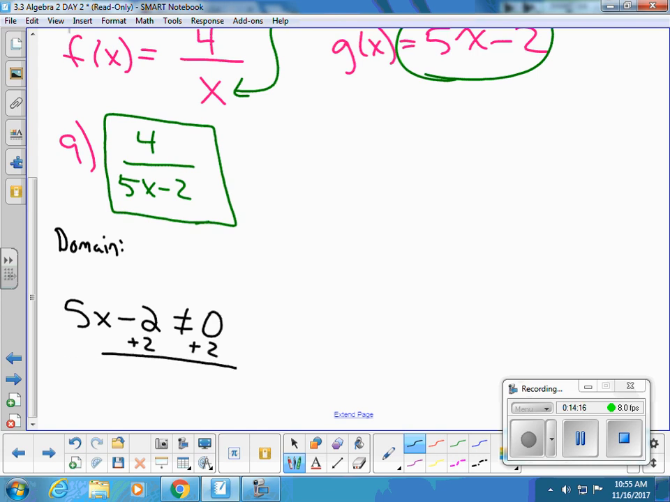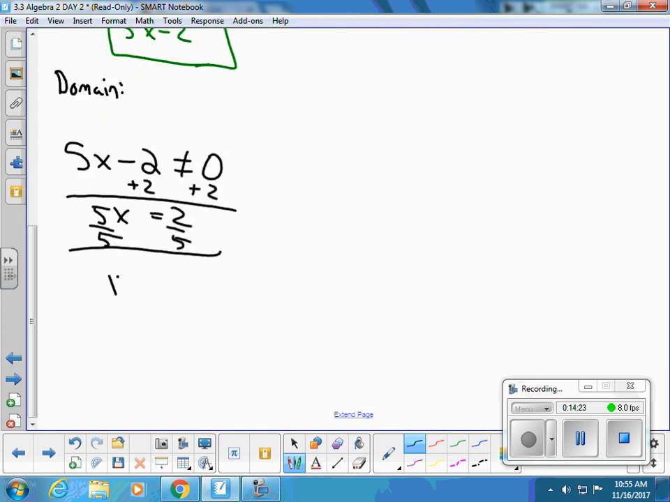Add a 2 to both sides. Divide both sides by 5. So x is 2/5. Or x cannot be 2/5. So the domain would be all real numbers except for 2/5. Yep. All real except 2/5.